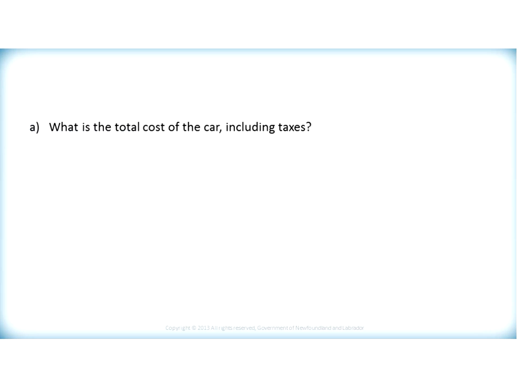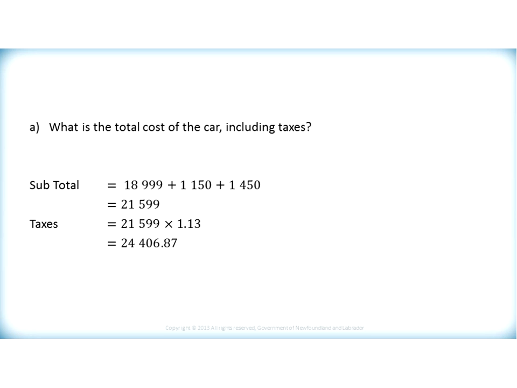So what is the total cost of the car, including taxes? Well, we're going to add the taxable items together first. So the taxable items include the first three options. They add up to $18,999 plus $1,150 plus $1,450, which is $21,599. And we're going to multiply that by 1.13, or add 13% to that. And that'll give us a total taxable amount of $24,406.87 with taxes included.